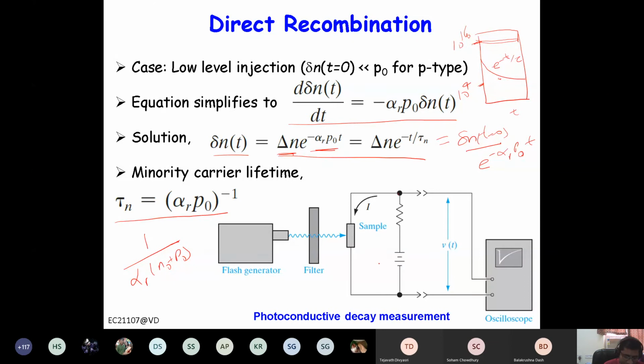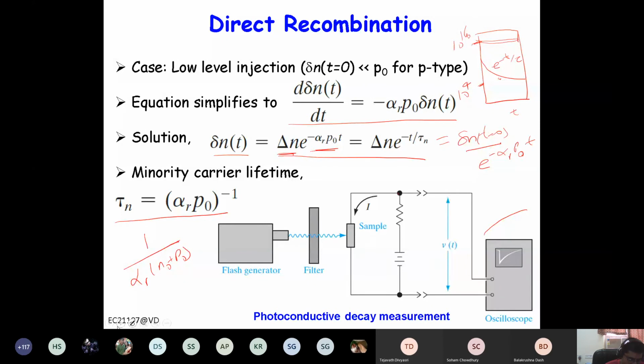And this will basically tell you how the conductivity changes with time. As the time progresses, the carriers will recombine. So carrier concentration will decrease, and when carrier concentration decreases, conductivity decreases. So resistance increases, and the IR drop will also increase. So you will see some kind of curve here, and that will tell you about the minority carrier concentration variation with time.